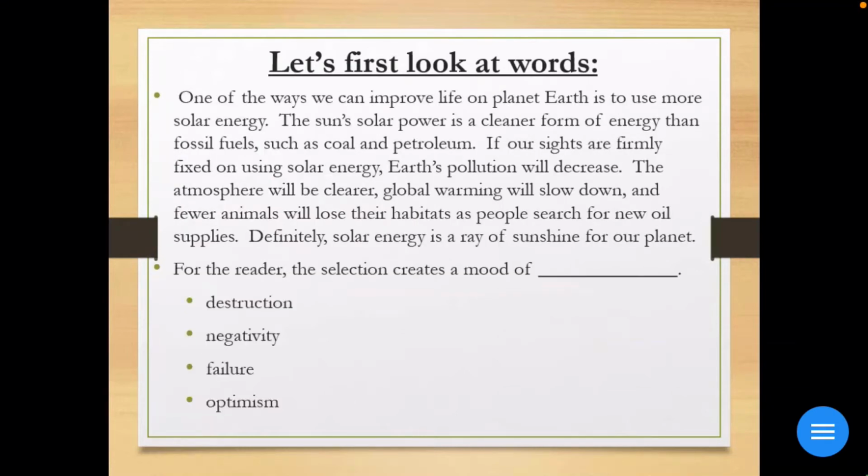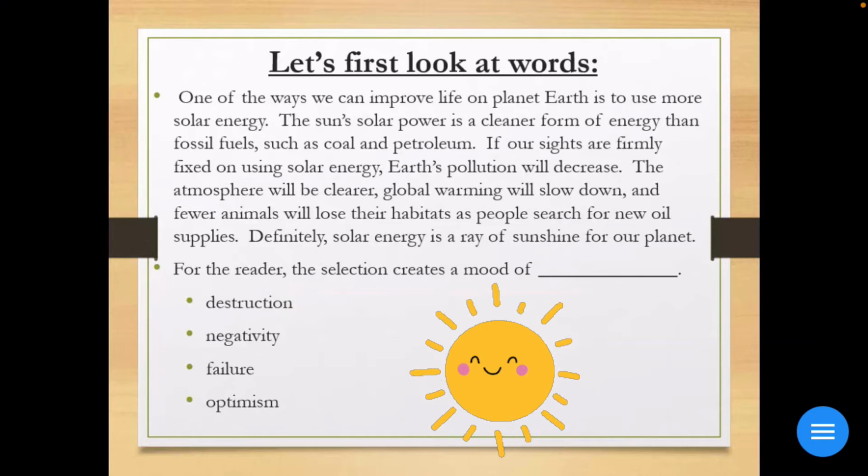Now we're going to look at a nonfiction passage and questions. Sometimes it's helpful to look at the question first before you read the paragraph. So let's see here. For the reader, the selection creates a mood of destruction, negativity, failure, or optimism. Sometimes if you don't know what a word means, you can eliminate the other answers and deduce that that's the correct answer. Let's look at the paragraph.